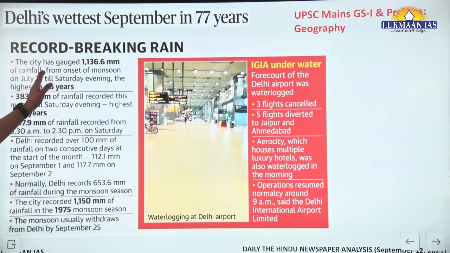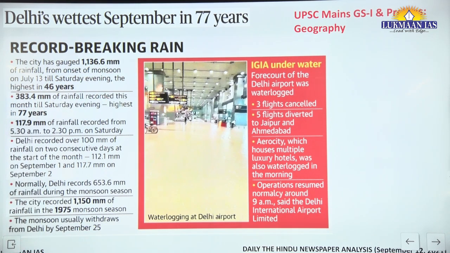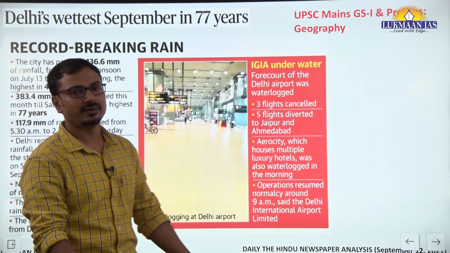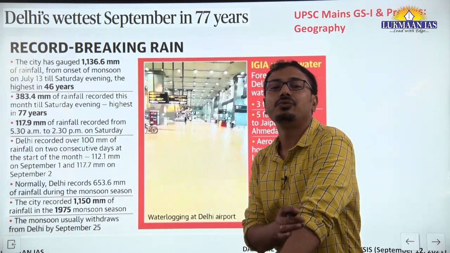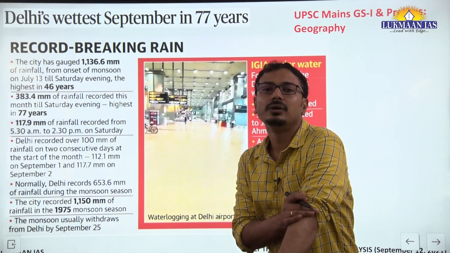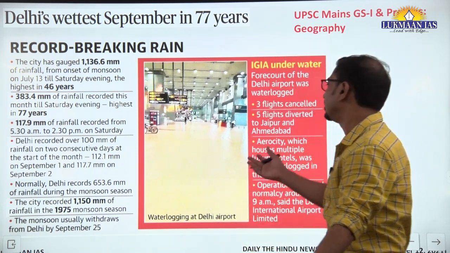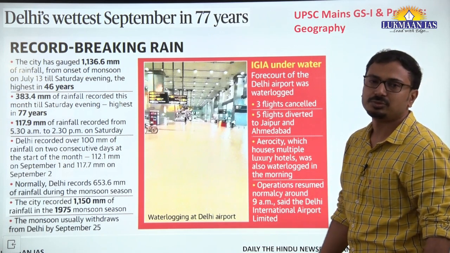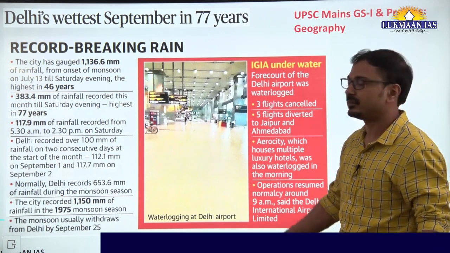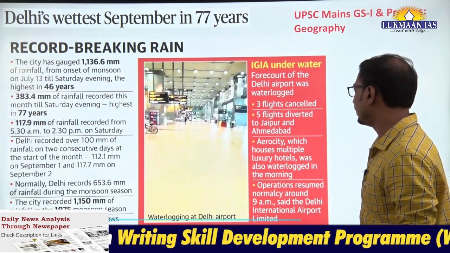So the city has gauged 1136 mm rainfall from the onset of monsoon up till now. This is like a doubling of rainfall compared to the average. This is leading to a flood like situation in Delhi and the surrounding region. So you can mention this example. You can see the picture wherein the waterlogging at Delhi airport happened. This must have happened for the first time. Delhi airport is looking completely waterlogged.